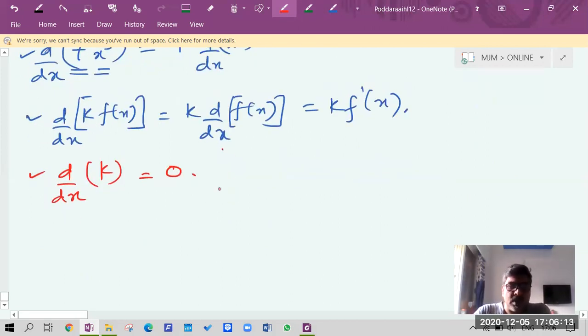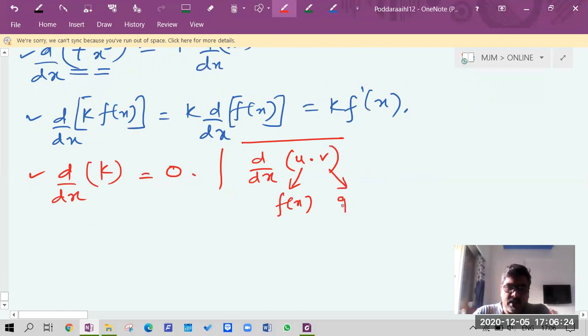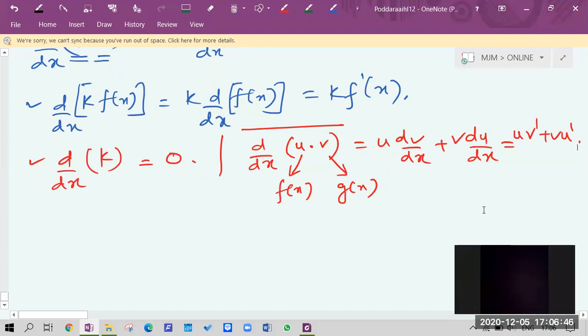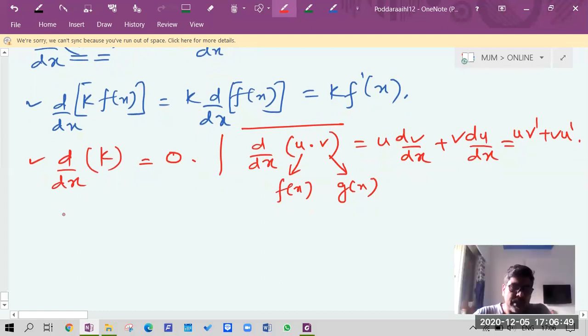Okay. Further in, if you have two terms multiplied, like in u into v, where u is a function of x, v is another function of x, right? And then if you're asked to differentiate this, you can go by a formula. What is it? u derivative of v plus v derivative of u. Can be written this way also, u v dash plus v u dash. Do you understand this? Right? Sir, can you repeat that once again? I'll explain that with the help of an example to make you understand clearly.